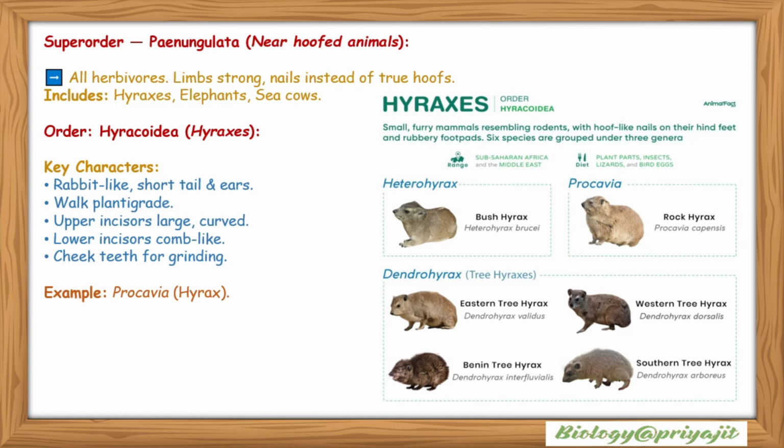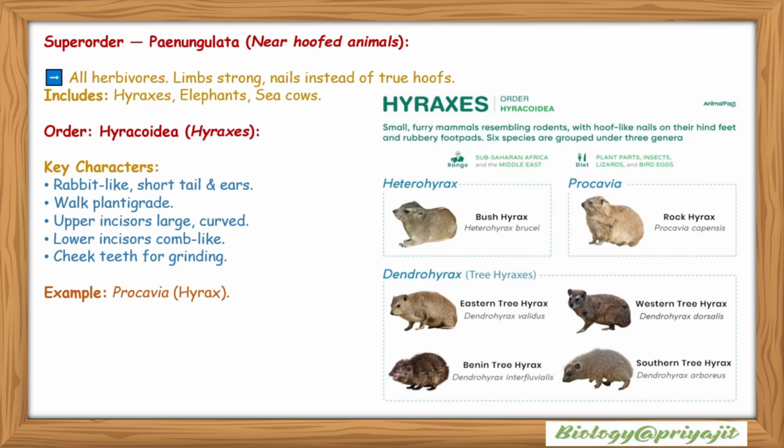Superorder Paenungulata, which is near-hoofed animals, all herbivores, with strong limbs and nails instead of true hooves. They include 3 different orders: hyraxes, elephants and sea cows. The order Hyracoidea includes hyraxes. The key characters are: rabbit-like, short tail and ears. They walk in plantigrade mode. The upper incisors are long, large and curved.